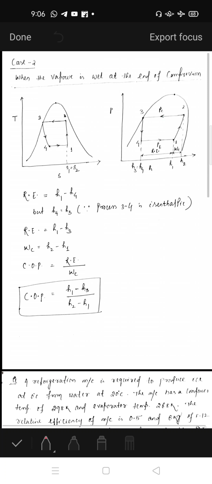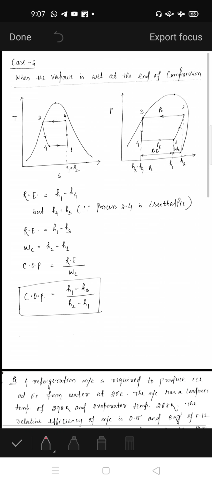In the last class, we had discussed our case number 1, that is, when the vapor is dry and saturated at the end of compression, and we have solved one numerical related to that case. So, today, let's start our second case, that is, when the vapor is wet at the end of compression. Okay, so first see the corresponding temperature entropy diagram and pressure enthalpy diagram.